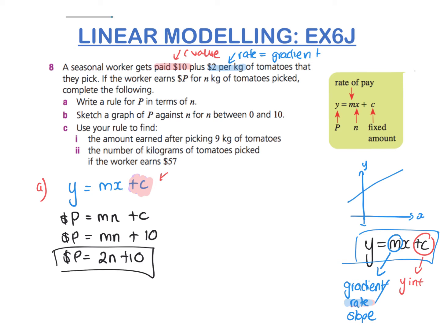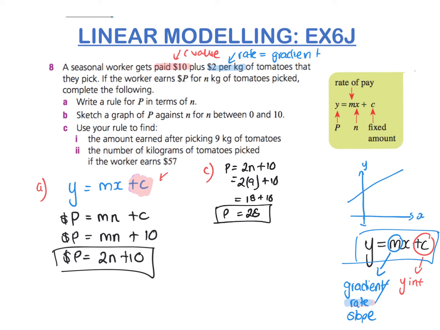The next part they want us to do is sketch the graph between 0 and 10. I'll do it on the next page. Sorry. First, use your rule to find the amount earned after picking 9 kilos. So my rule is 2n plus 10. When I've got 9, I put a 9 in there. So what would that be? That would be 18 plus 10. So he gets $28. There we go.